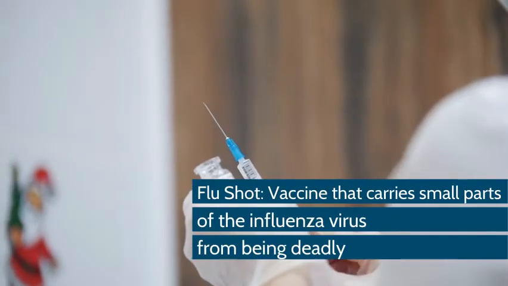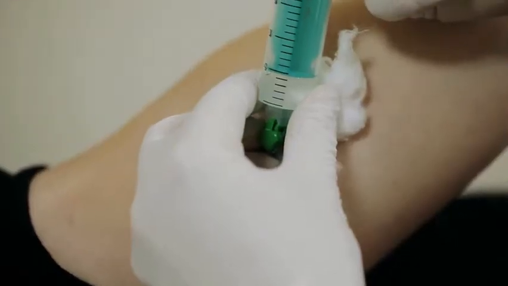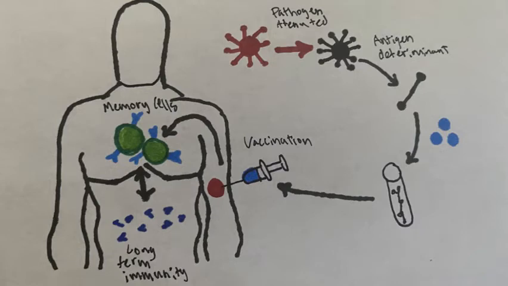In order to prevent the flu virus from becoming deadly, we get the flu shot, which is a vaccine that carries small parts of the influenza virus and is launched into our system, specifically in the arm. With the smallest parts of the virus, our body's immune system can fight the virus off easily, most of the time, without getting sick with lymphocytes.